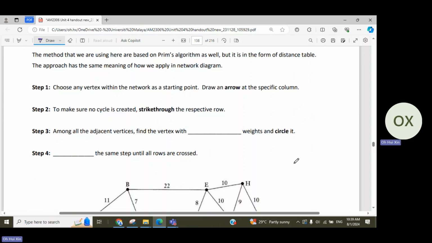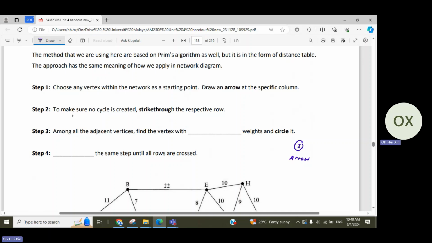Okay, so step one is that we choose any vertex within the network as a starting point and draw an arrow. That's why the first word that I highlight here is arrow. So you can imagine the situation is like an arrow. This is where you start out. So that's why you start from here. Okay, that's the first one.